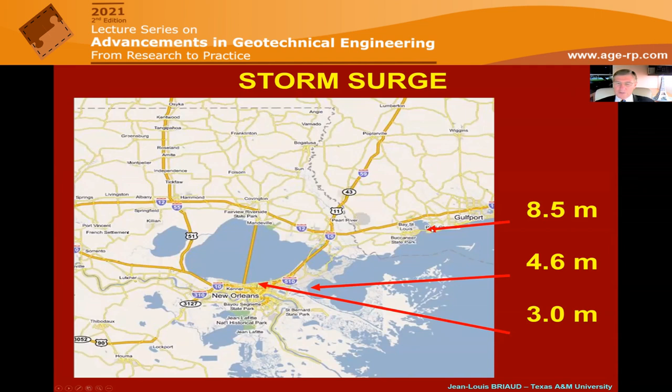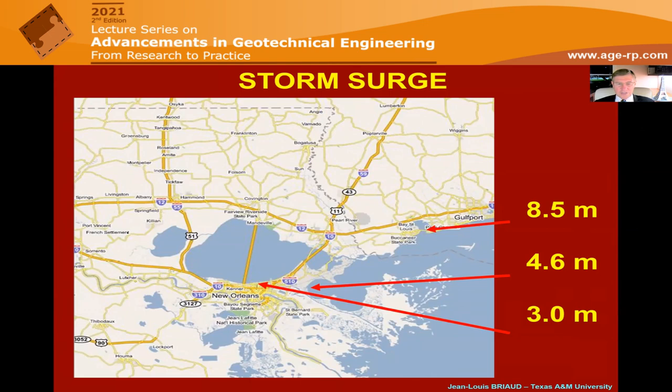8.5 meters, that's a three-story building. So you got a wave that's a three-story building coming at you. And here, 4.6 meters, here, 3 meters. Typically, the levees are about 5 meters high around New Orleans. But with the waves, if you remember the video that I showed you at the beginning in the North Sea of Germany, the waves can reach over and really overtake the levees.